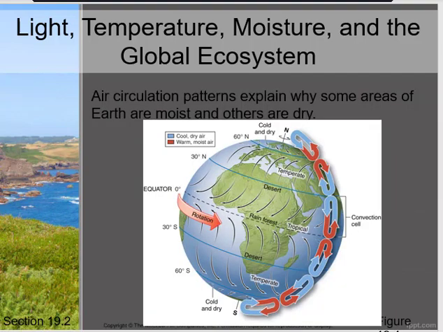And then we have air circulation. Why some areas are moist and others are dry. So as we heat air, it rises. And as it rises, it cools. Once it cools enough, the moisture leaves the air and falls back to Earth. Now, we've also got the rotation of the Earth that's moving the water. And these cause water currents. And as the water heats up, we get these little water currents. Okay?